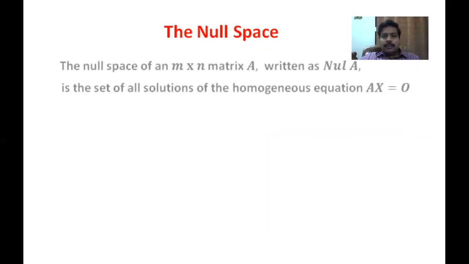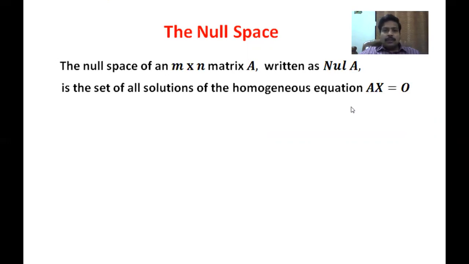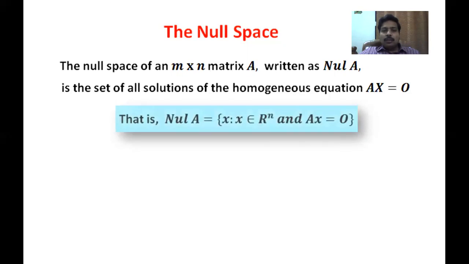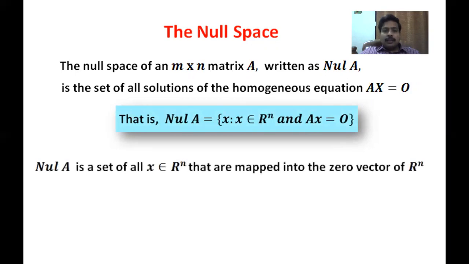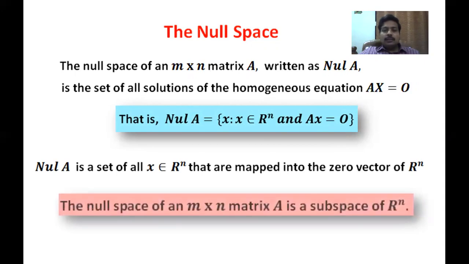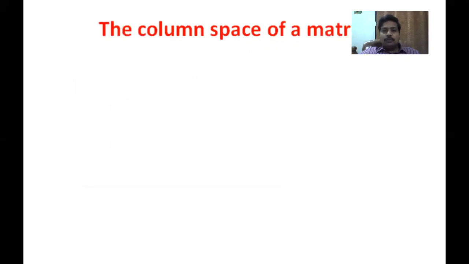Null space. In the previous class, we have seen null space and column space. The null space of an m by n matrix A, written as null A, is the set of all solutions of the homogeneous equation Ax is equal to O. That is, null A is equal to the set of x such that x belongs to Rn and Ax is equal to O, the null matrix. Null A is the set of all x belonging to Rn that are mapped into the zero vector. The null space of an m by n matrix A is a subspace of Rn. These are the things which we have gone through in the previous class.